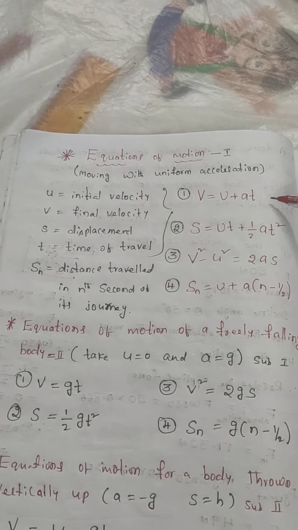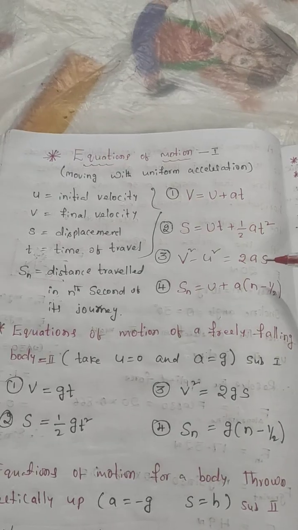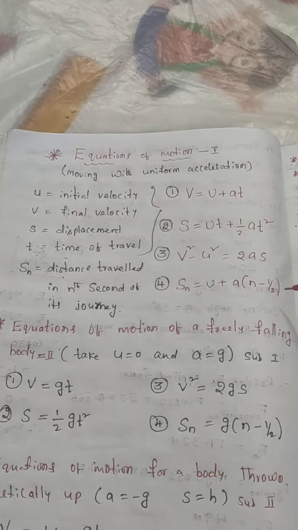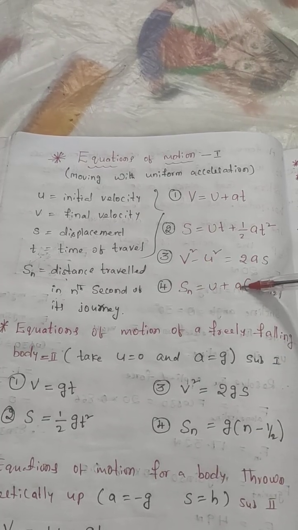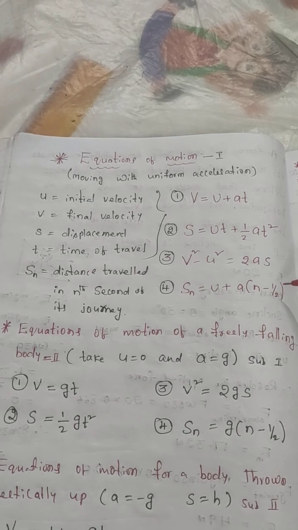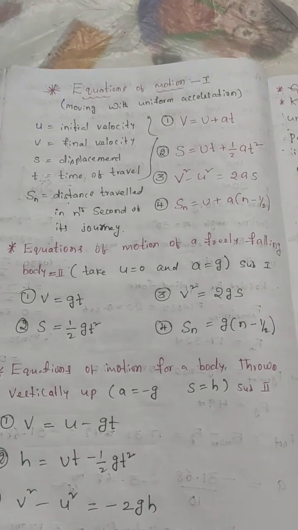First equation, v equals u plus at. Second one, s equals ut plus half at square. Third one, v square minus u square equals 2as. Fourth one, Sn equals u plus a into n minus half. After taking LCM, this is one more step: we can write a by 2 into 2n minus 1. This is also correct. These same equations we will write differently in different conditions.